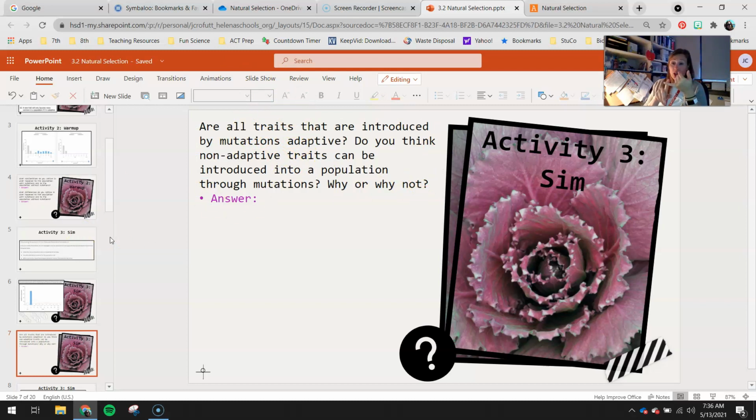So first of all, do you think all traits are adaptive when they're introduced by mutations? Do you think non-adaptive traits can be introduced into a population through mutations? And then explain why or why not.